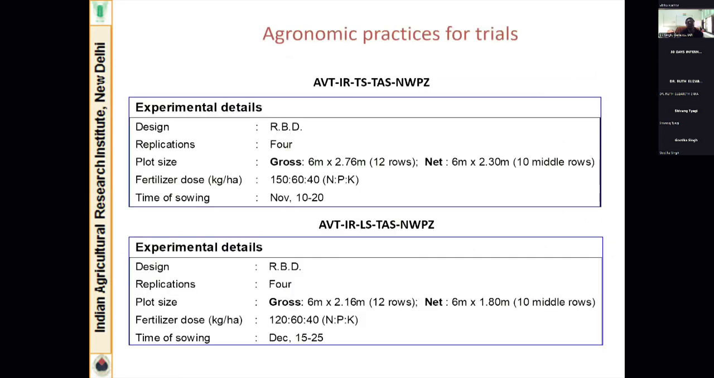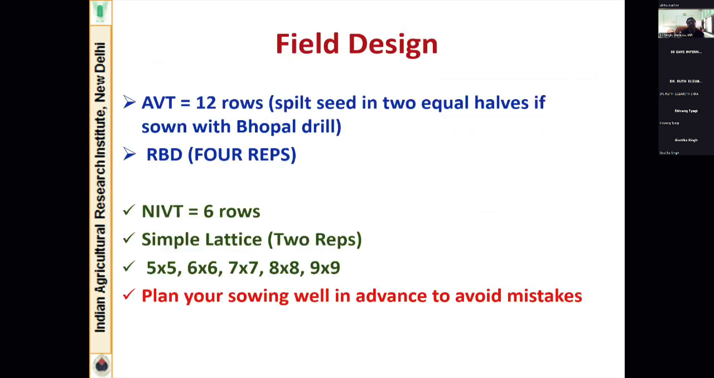All the agronomic practices for trials are supplied to cooperators to follow a uniform pattern for all the trials, which is an example for some of the trials in AVT. Field design in AVT is for 12 rows. In this, randomized block design is used. Normally 4 replications are put.